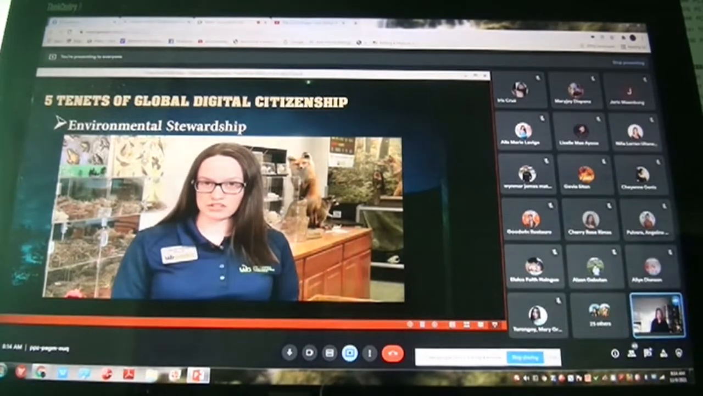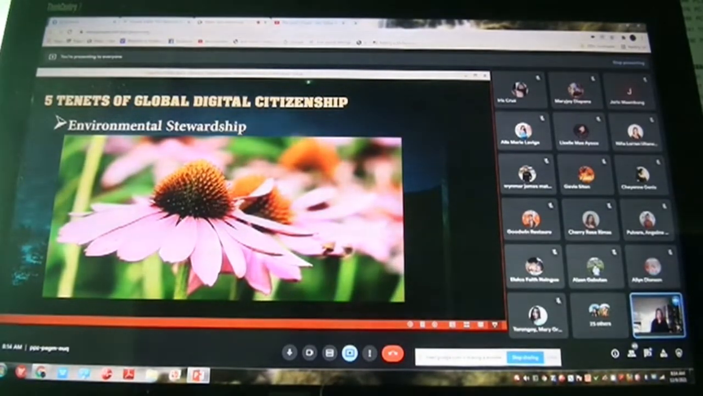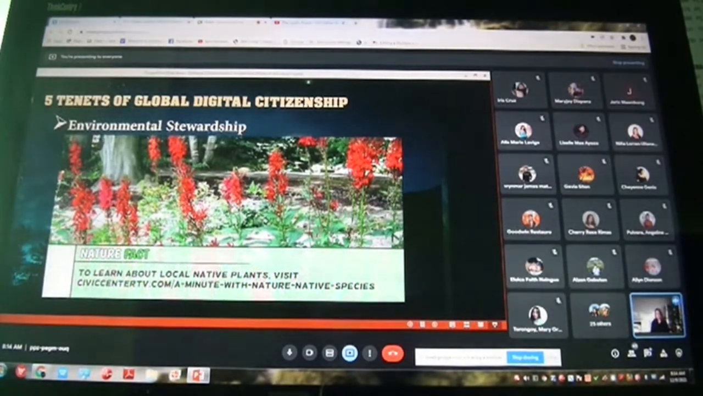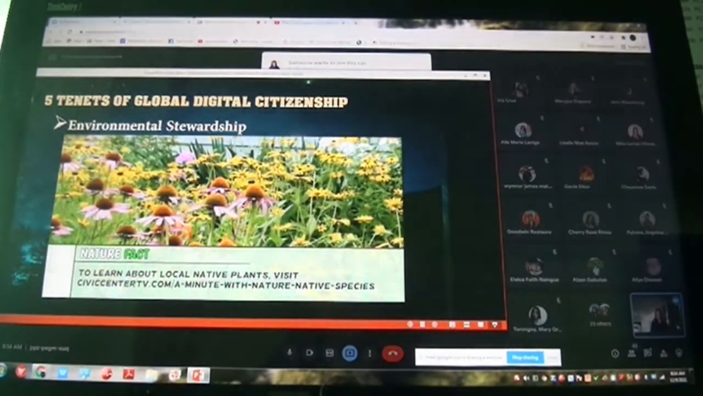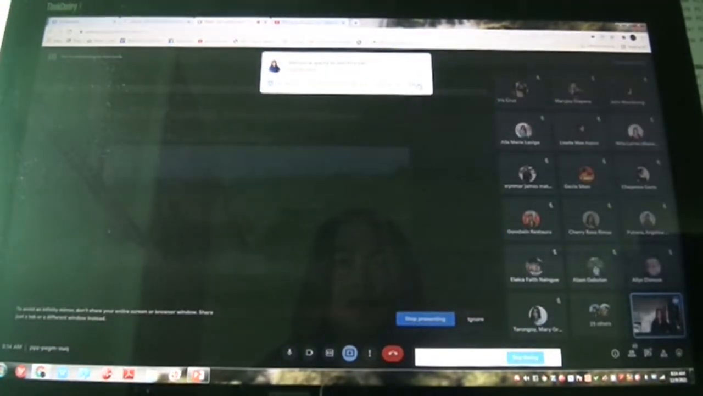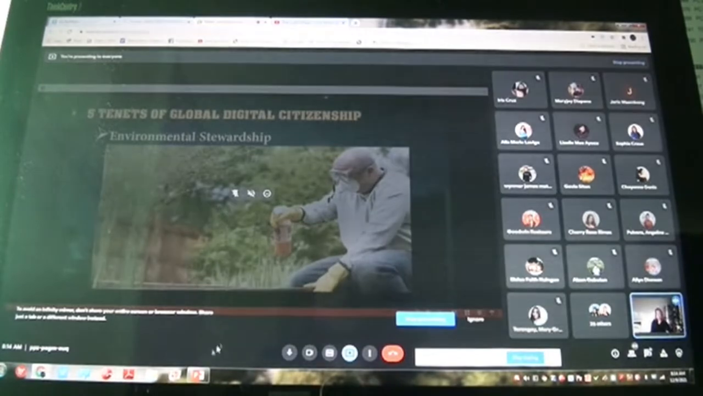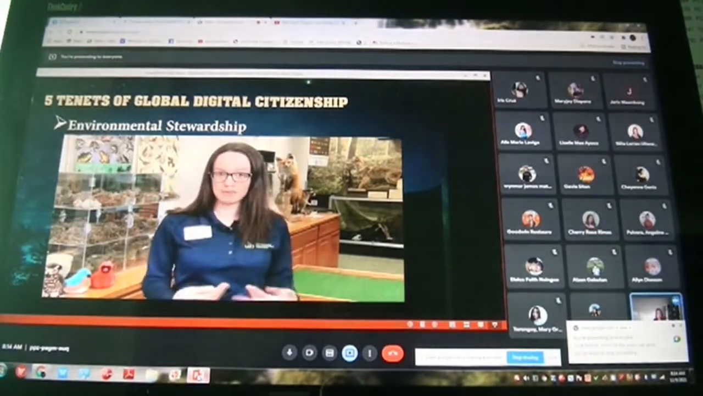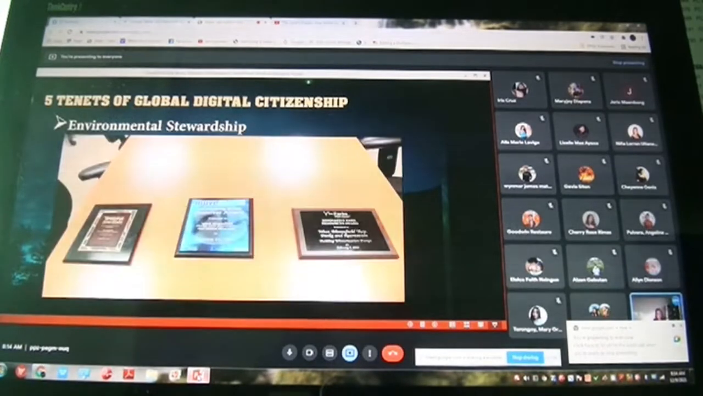So how can you be a good environmental steward? One of them is planting native plants. Native plants are beneficial to our ecosystem and all the animals that live here. So if you're going to plant a garden, think about trying to plant natives. Make sure you're using less fertilizer and less pesticides, or none at all if possible, because that does affect our environment negatively.